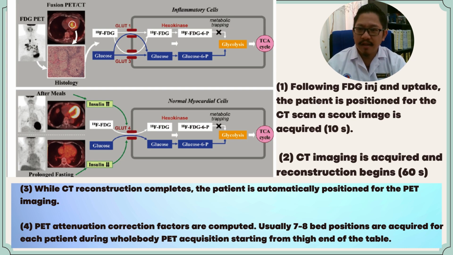Following FDG injection and uptake, the patient is positioned for the CT scan and the scan image is acquired, usually in about 10 seconds. Then CT imaging is acquired and reconstruction begins, normally taking about 60 seconds. While CT reconstruction completes, the patient is automatically positioned for the PET imaging, and then PET attenuation correction factors are computed. Usually 7 to 8 bed positions are acquired for each patient during whole body PET acquisition, starting from the top to the end of the table.